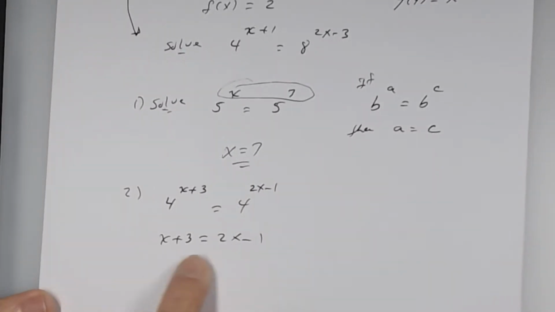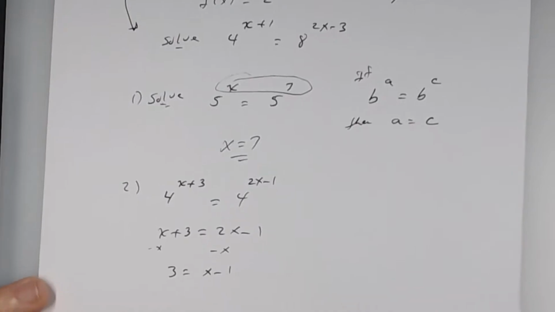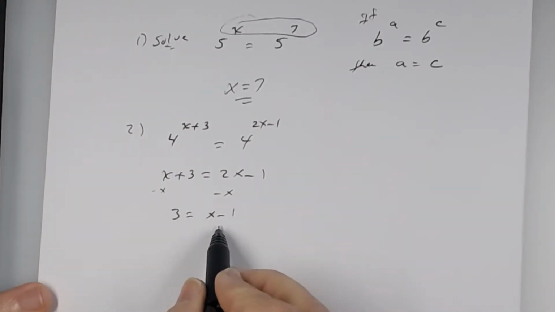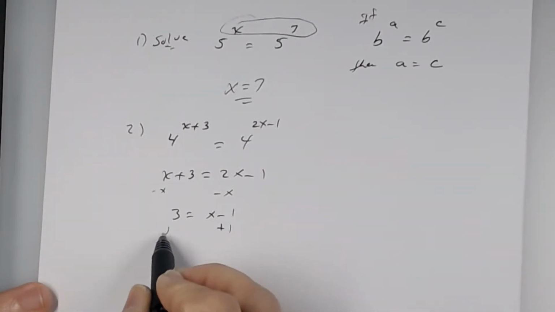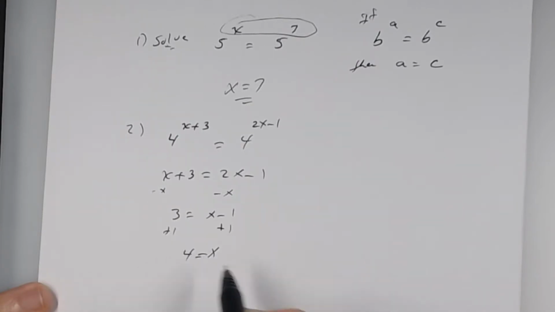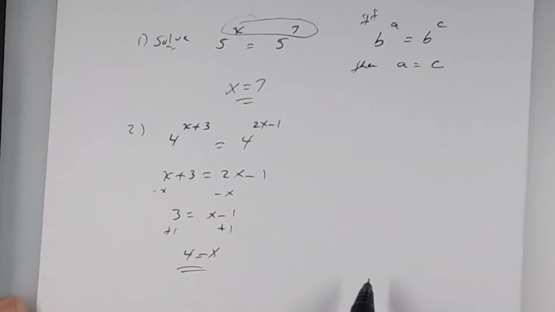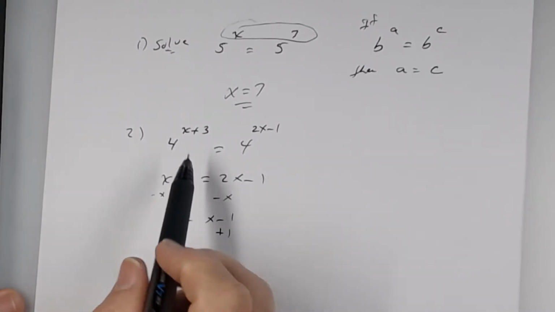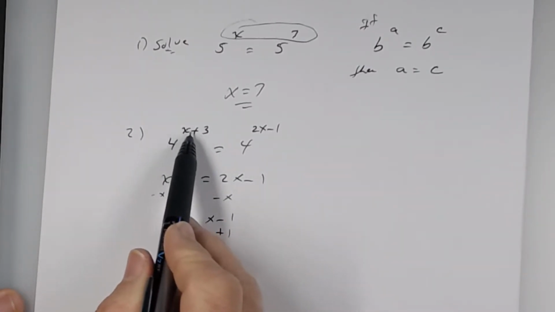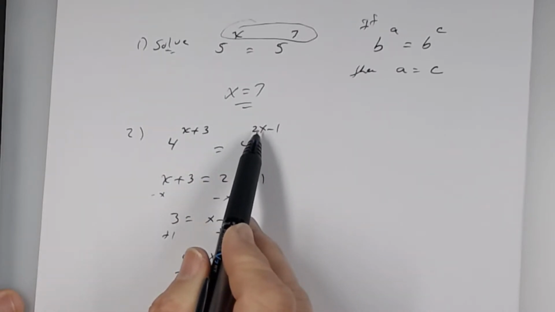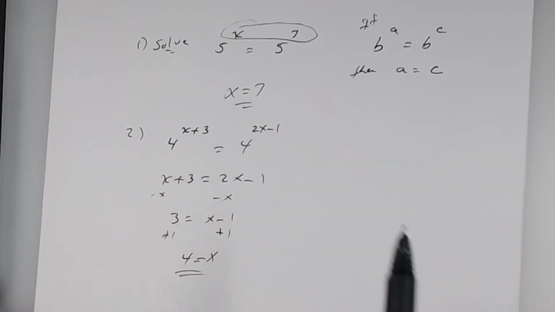Now what kind of equation did I just write? A linear equation. So I'm going to subtract x from both sides. So I get 3 equals x minus 1. And then finally I'm going to do what? Add 1. So what's x? 4. So I found my solution. My solution must be 4. And you can check it. Look, what's 4 plus 3? 7. What's 2 times 3? I'm sorry, what's 2 times 4? 8. And what's 8 minus 1? 7.